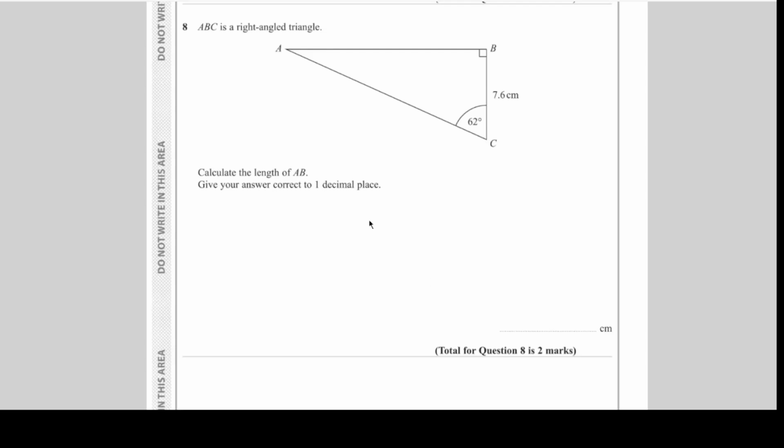Question 8. ABC is a right angle triangle. Calculate the length of AB. Give your answer correct to 1 decimal place. So there's a triangle which is ABC. This is a 90-degree triangle. Can you see it? ABC, where B is the 90-degree angle.